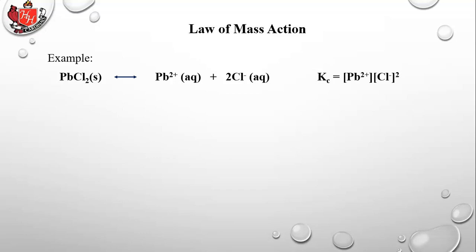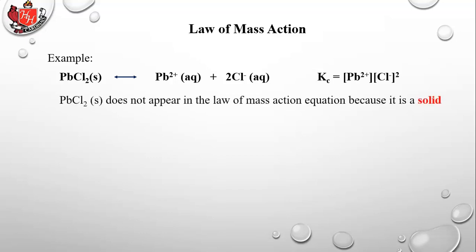On the left side, the lead chloride is a solid. So normally that would go in the denominator of the law of mass action, but you don't put it there because it's a solid. So PbCl2, lead chloride, solid, does not appear in the law of mass action equation because it is a solid.